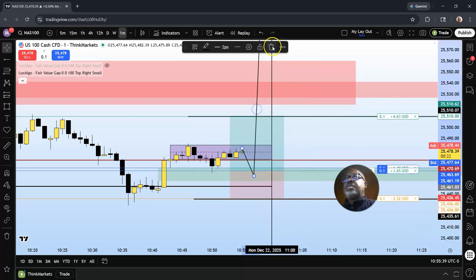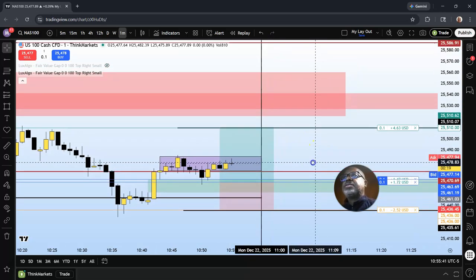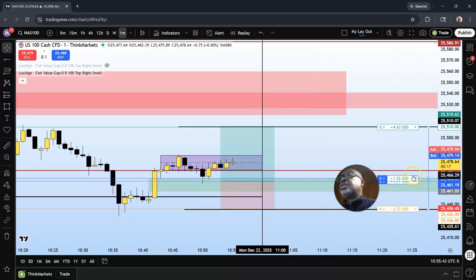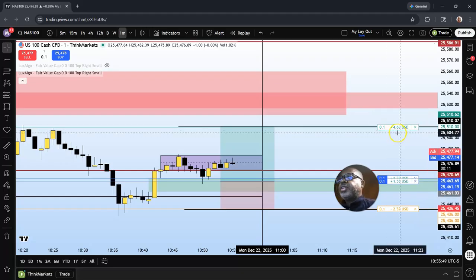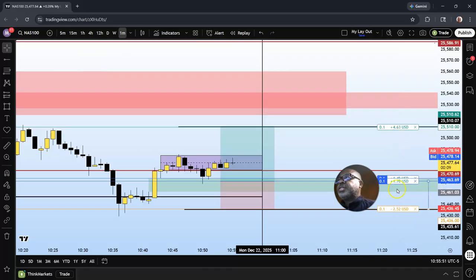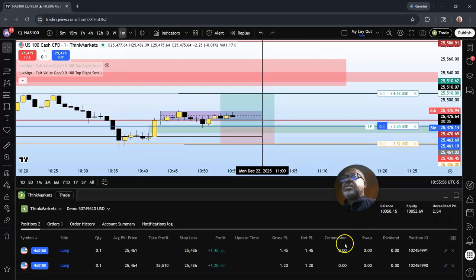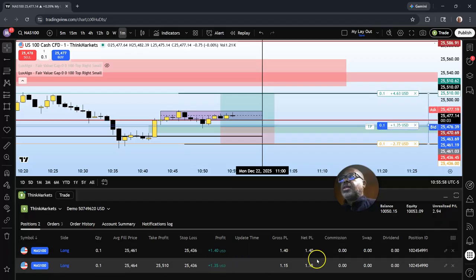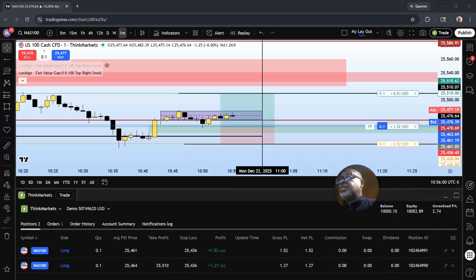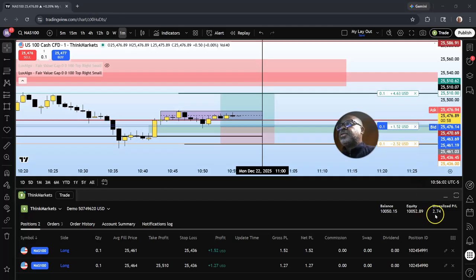We can take off my projection line. If it hits this line, it gives you the take profit, $4.63. So I'm up $2.89 right now, $3. Mind you, this is just a conservative trade.